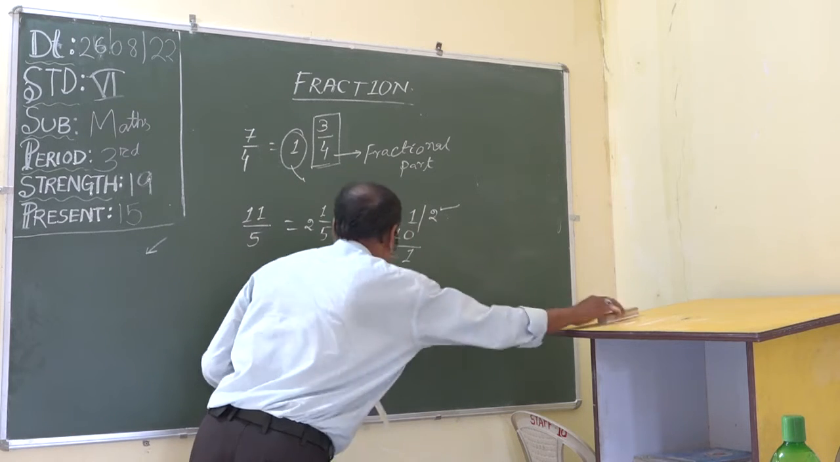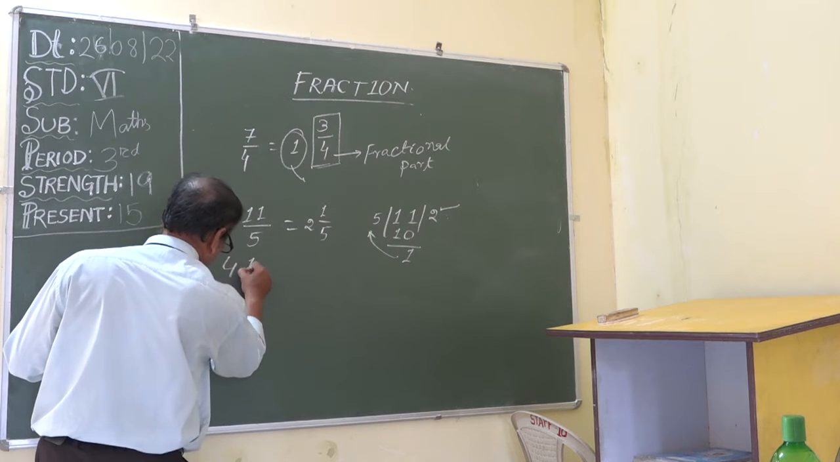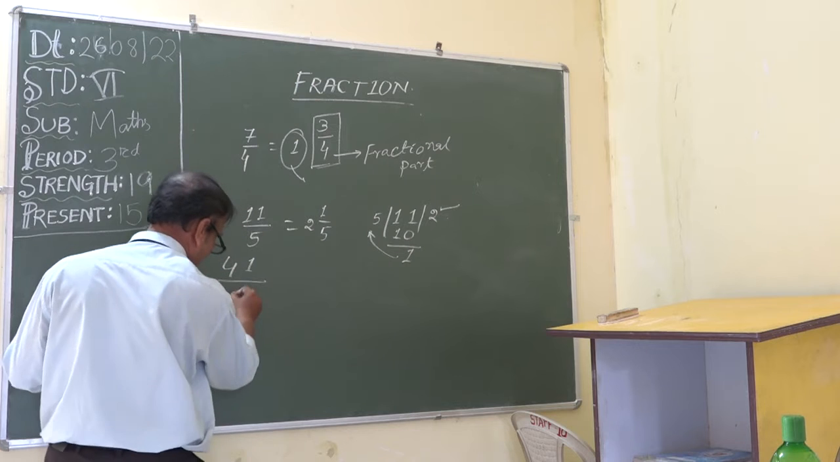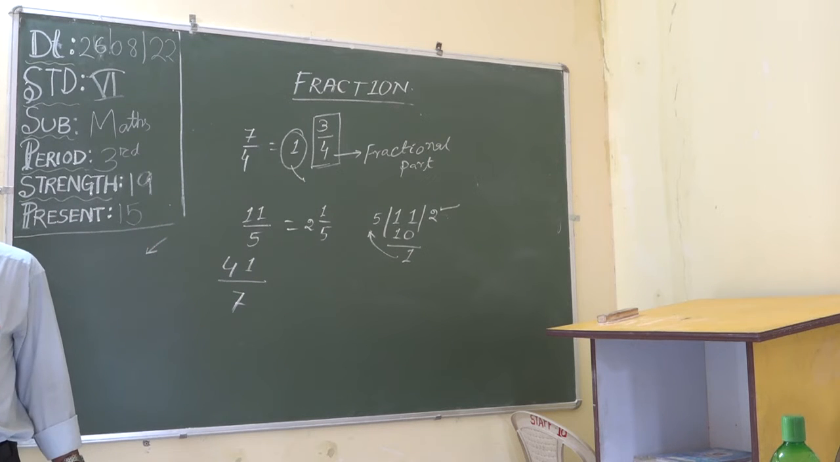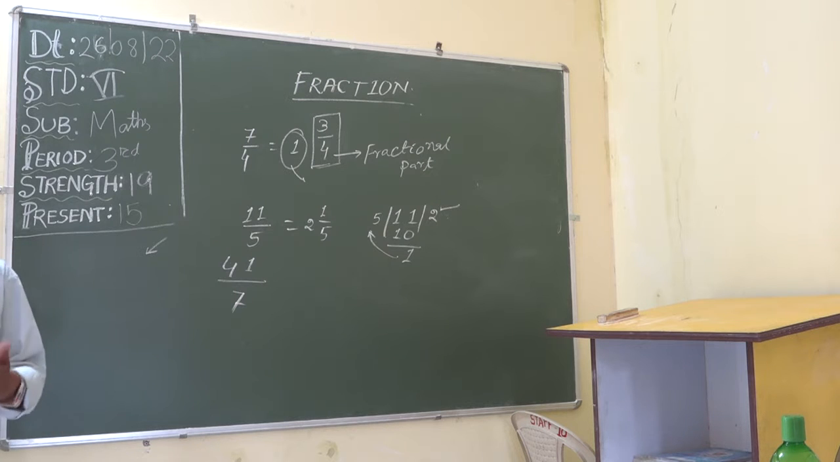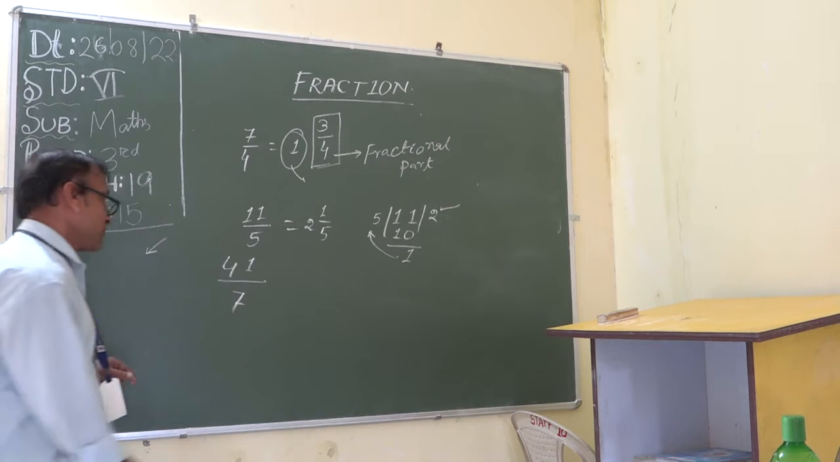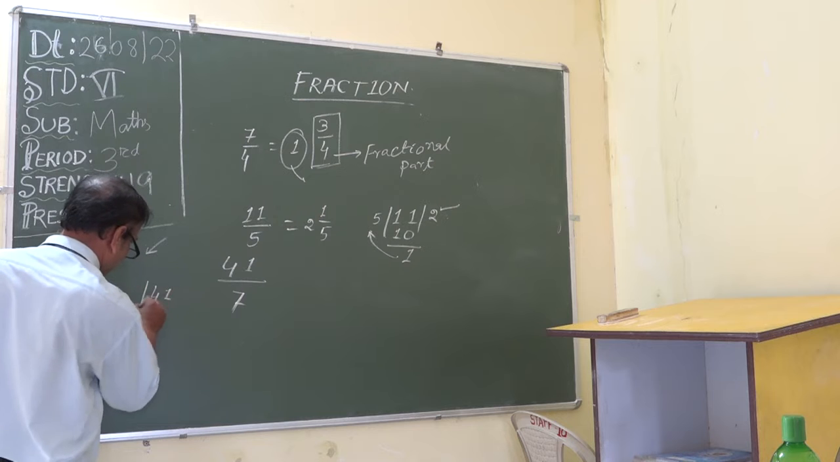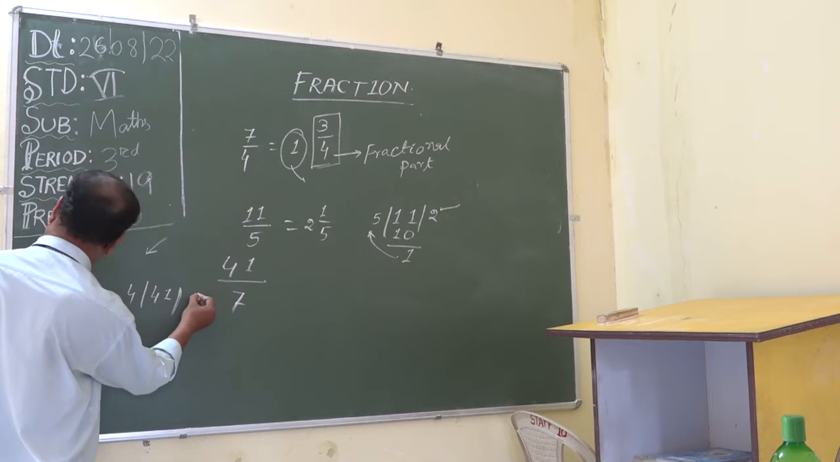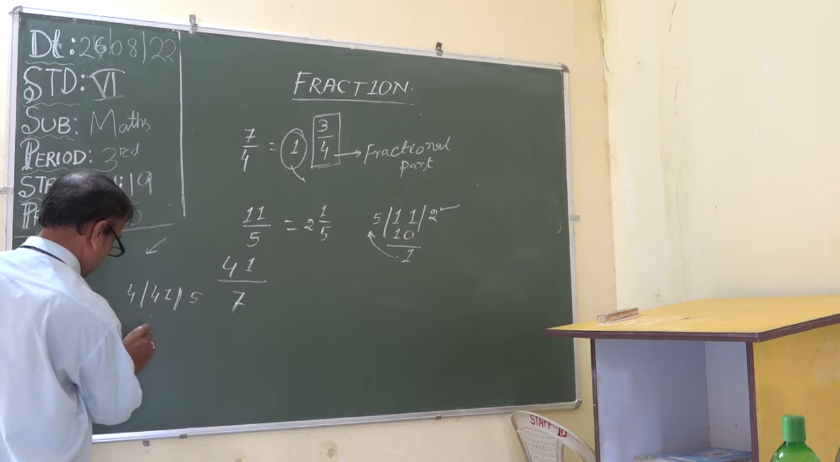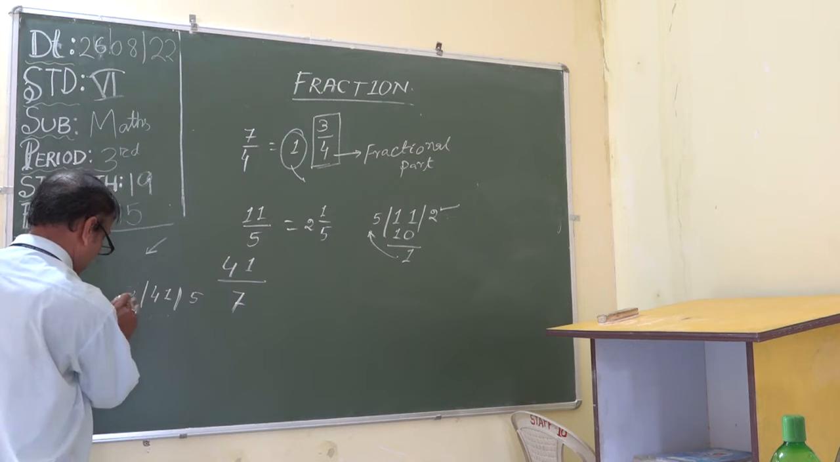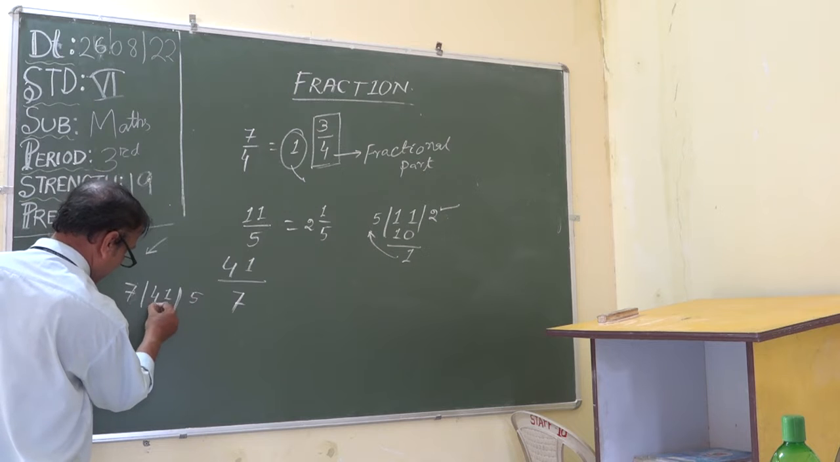Similarly, 41/7. It is an improper fraction. We can change it to a mixed fraction. Now, like that, it is divided 41 by 7. It is 5 by 6. 41 by 7, yes. 7 fives are 35, 36.